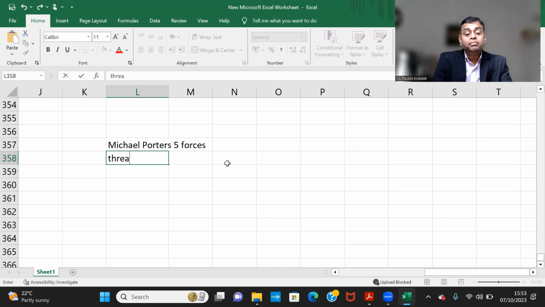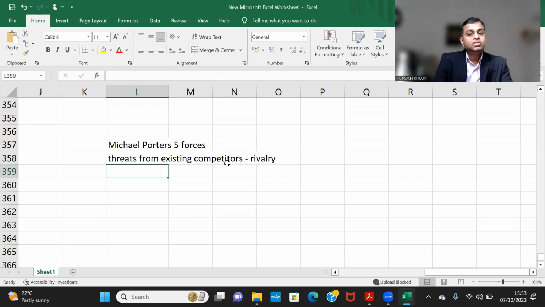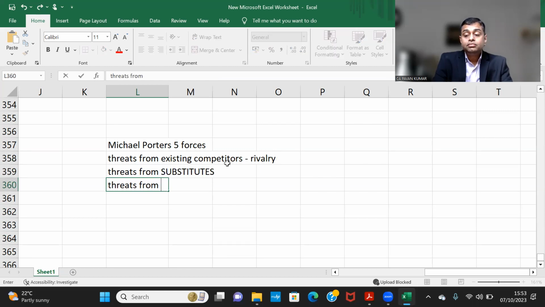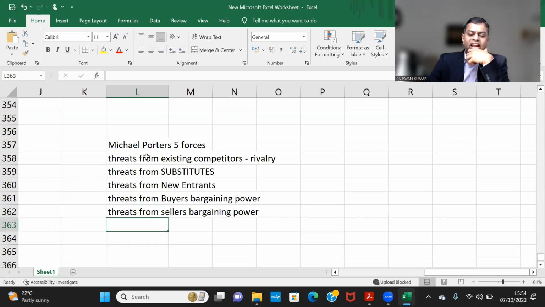First one is threats from existing competitors. This is called rivalry in the existing market, competitive rivalry. Second one is threats from substitute products. Next, threats from new entrants. Next one, threat from buyer's bargaining power. Next one, threats from seller's bargaining power. So it is very easy to write a general essay about all these 5.